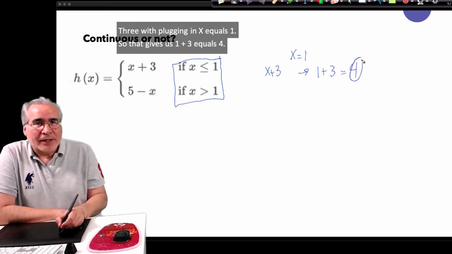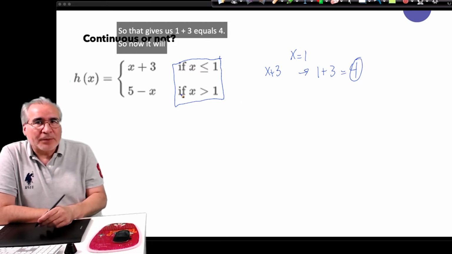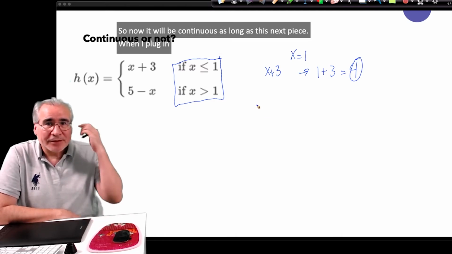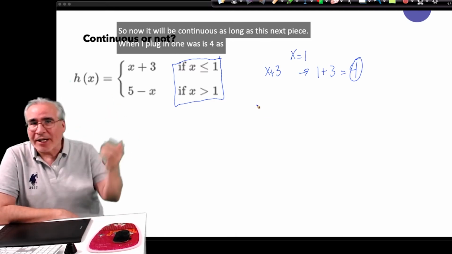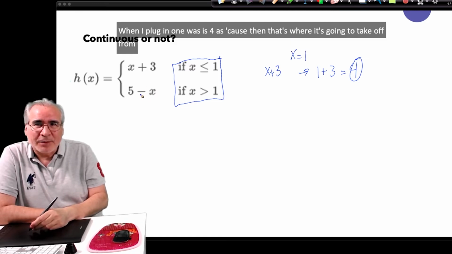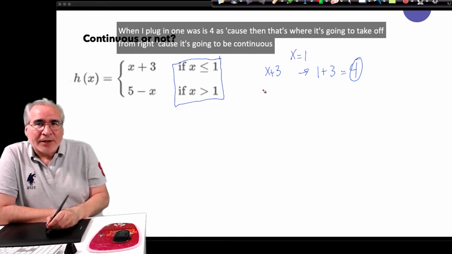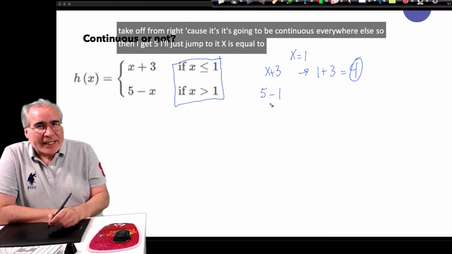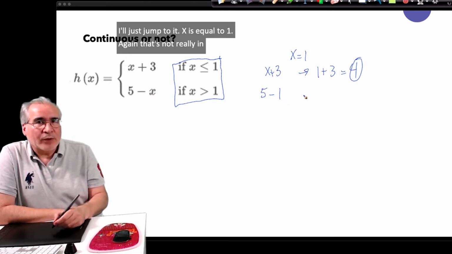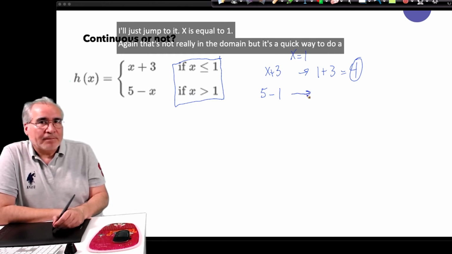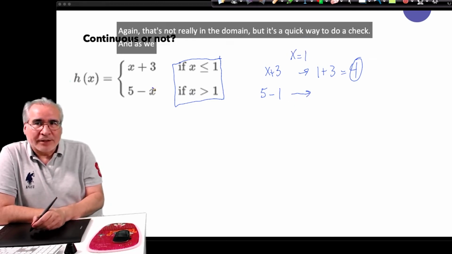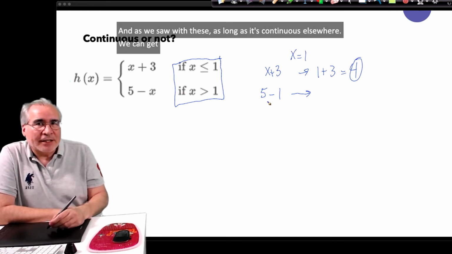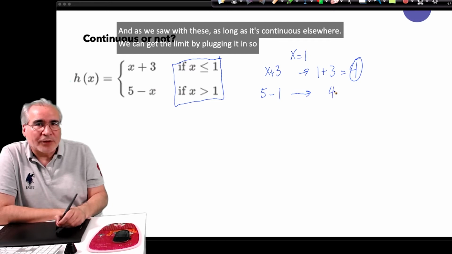So now it will be continuous as long as this next piece, when I plug in 1, is 4 as well, because then that's where it's going to take off from, right? Because it's going to be continuous everywhere else. So then I get 5. I'll just jump to it. X is equal to 1. Now again, that's not really in the domain, but it's a quick way to do a check. And as we saw with these, as long as it's continuous elsewhere, we can get the limit by plugging it in. So 5 minus 1 is also 4.